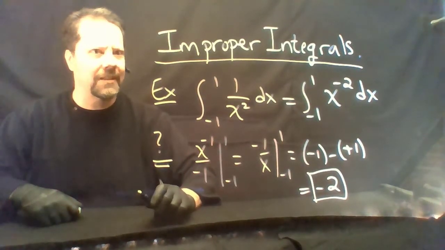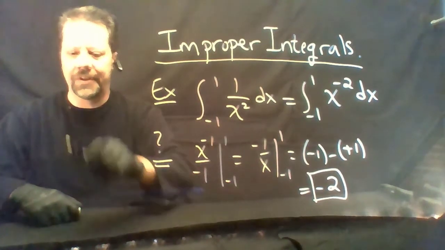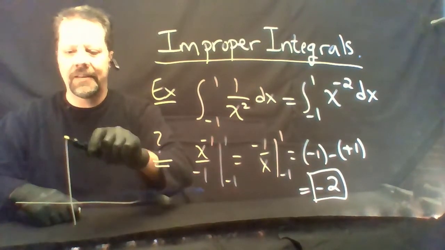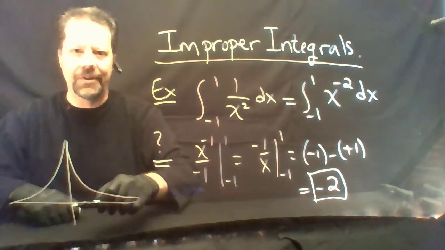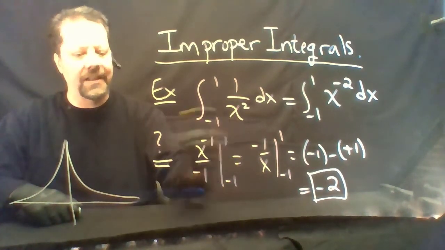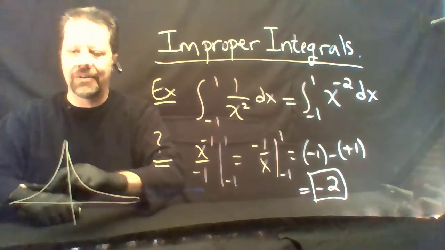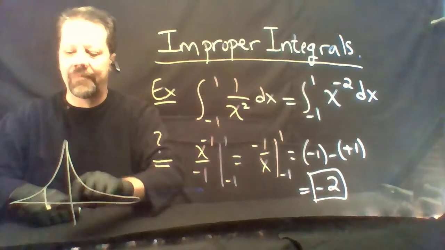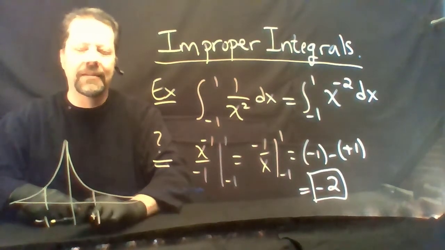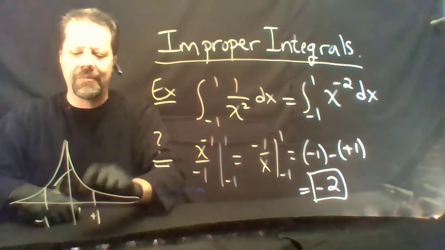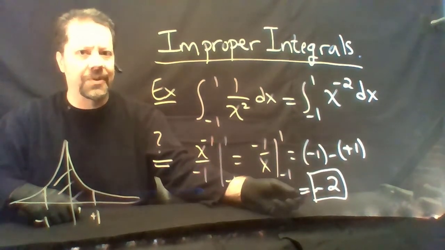I want you to think about this. -2. Let's look at this function. This function, 1 over x squared, has a vertical asymptote at x equals 0 and goes to 0 in both directions as you go out to either -infinity or +infinity. So if we integrate from -1 to +1, how is it even possible for a function that is non-negative to produce a negative area?